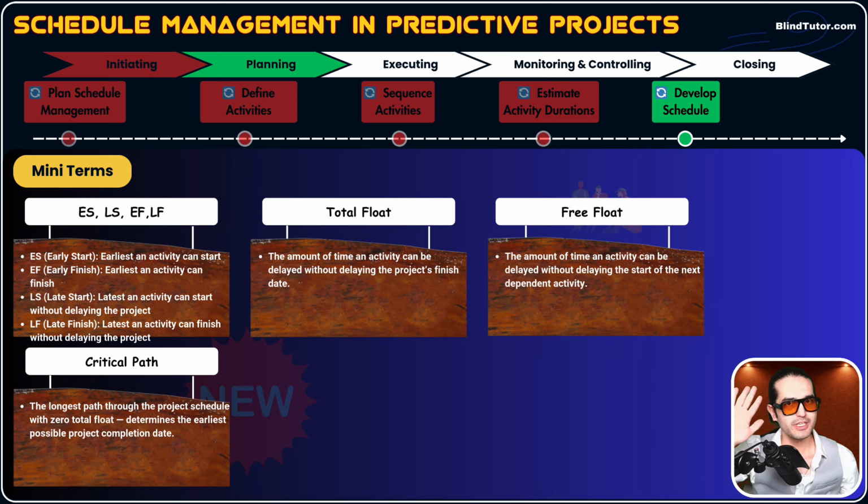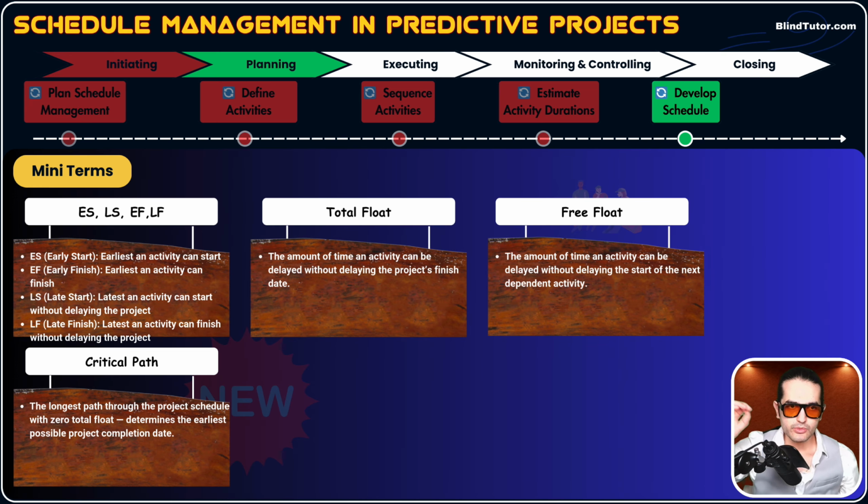I know it is too much. I don't expect you to understand critical path right now. If you understand it, good for you, you're a genius. But I don't expect that. You have to understand it with an example. So this is just warming up.